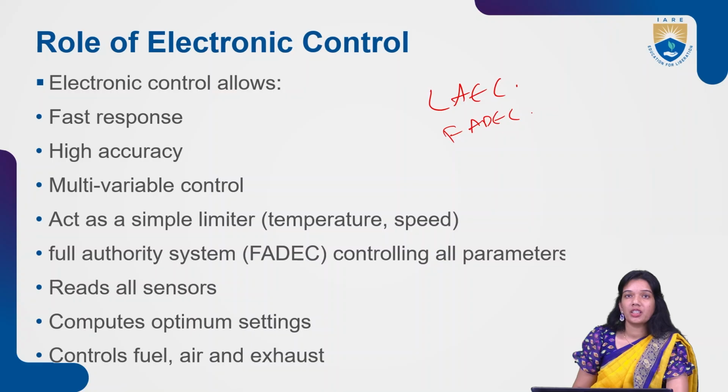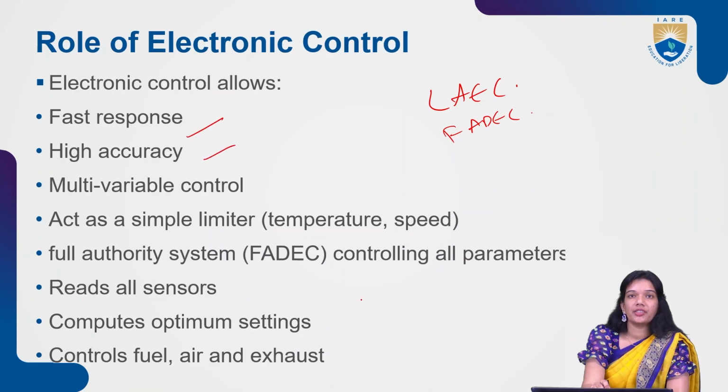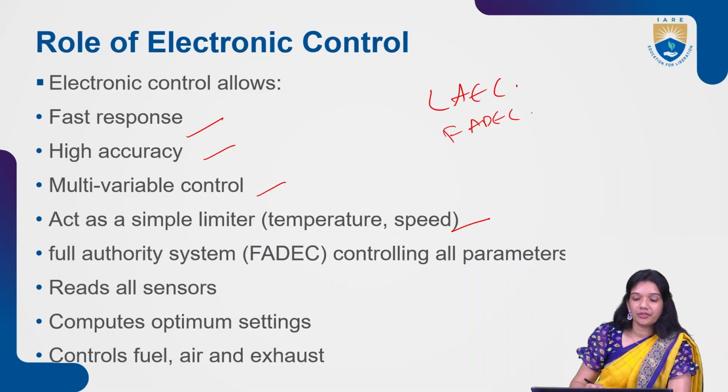Now, the role of this electronic control was to give faster response at a high accuracy and multivariable control. Right? It also acts as a simple limiter with respect to temperature or engine speed, and all these parameters have eased the workload of the pilot. Along with it, it maintained good control, good efficiency, and good reliability and safety parameters. So this FADEC is controlling all parameters.